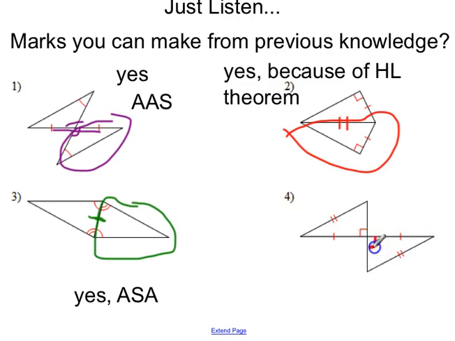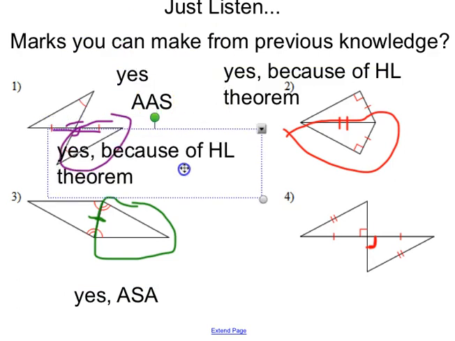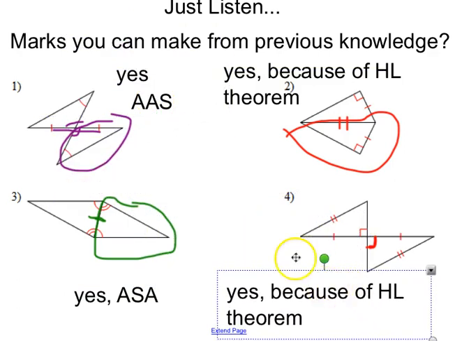So when you see a right angle, you should check to see if it's hypotenuse leg. It won't be all the time, but I have the hypotenuse and I have a leg. So I could say the exact same thing as I did up there for this bottom one. So yes, the two triangles are congruent because of the hypotenuse leg theorem.